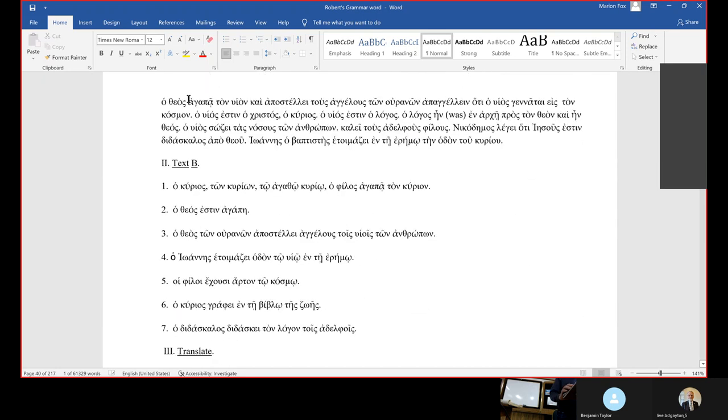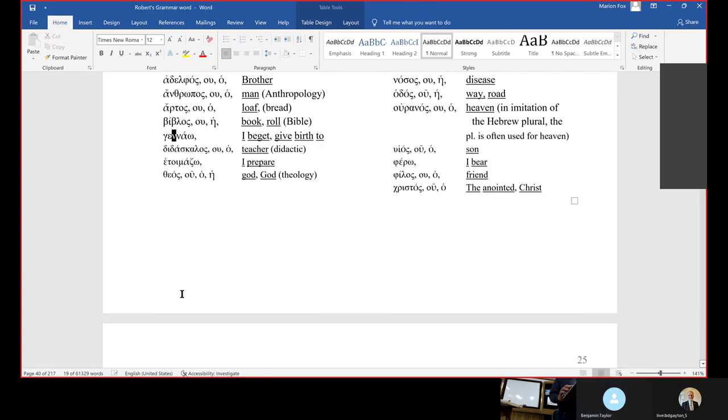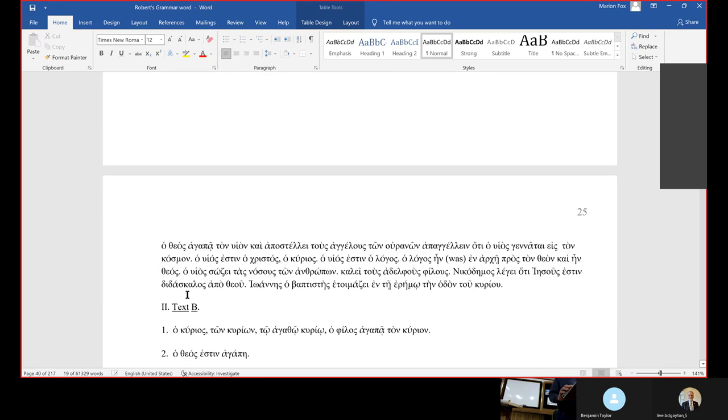All right, we got down to this right here. And we were going to do some translating. Is everyone ready to do this? We'll try to do as much as we can right here. Yes, sir. Now here's the problem. He doesn't have ganao in our vocabulary here. And that's too bad because he has ganao. Yeah, right there it is. It's on the left side there. Okay. So we do have it.